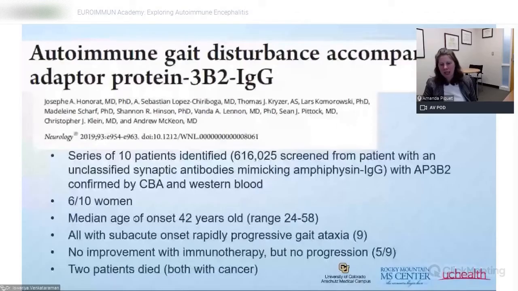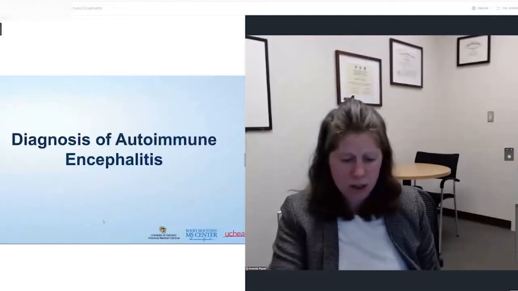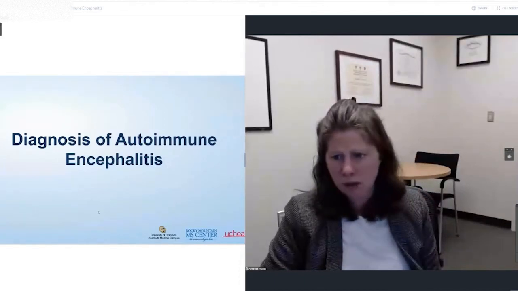Out of this group of 10 patients with this positive antibody, 60% of patients were women, and the median age of onset was 42 years old. All patients had a rapidly progressive gait ataxia like our patient. Although most patients, unlike this case, had no improvement with immune therapy, after the initiation of immune therapy, it seemed to stop the progression. And interestingly, no other cases in this series had only hemicerebellar atrophy. But notably, our patient was much younger than what was seen. So clearly, more research needs to go into this particular antibody syndrome.